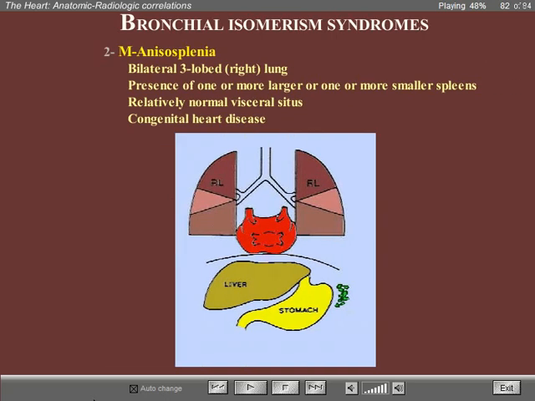The second isomerism is called the M anisosplenia. In such a situation, the two lungs are trilobed. There is one or more larger or one or more smaller spleens. The visceral situs is relatively normal, and there may be congenital heart disease.